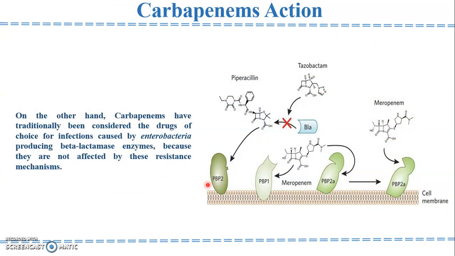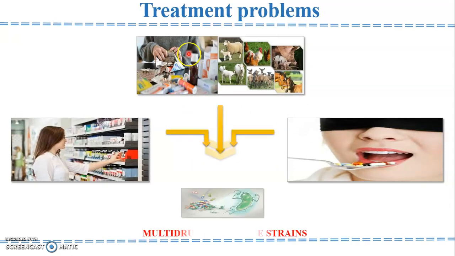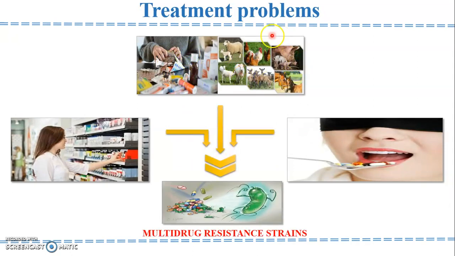On the other hand, carbapenems have traditionally been considered the drugs of choice for infections caused by Enterobacteria producing beta-lactamase enzymes because they are not affected by this resistance mechanism. So, the massive use of antibiotics among humans and animals, the self-medication, the non-respect of the antibiotic dose, all these lead to the evolution of bacteria that become multi-resistant.